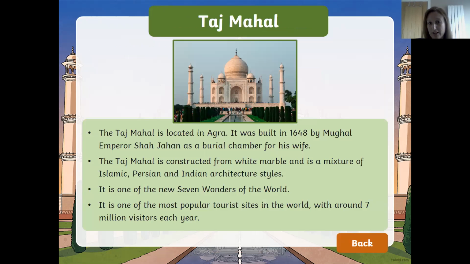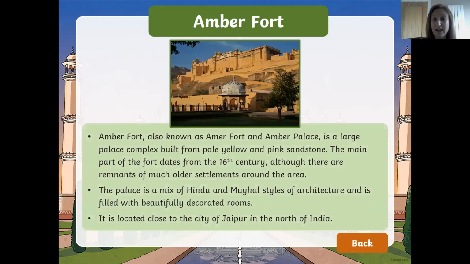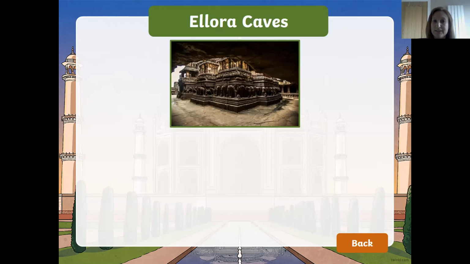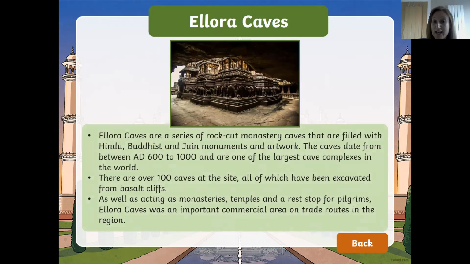So the Taj Mahal is the most famous landmark and one of the new wonders of the world. So there's 7 wonders of the new world, or the modern world, I think they call it. And a lot of people do try and travel to visit those. This is the Amber Fort. It's made up of yellow and pink sandstone. Very, very old.